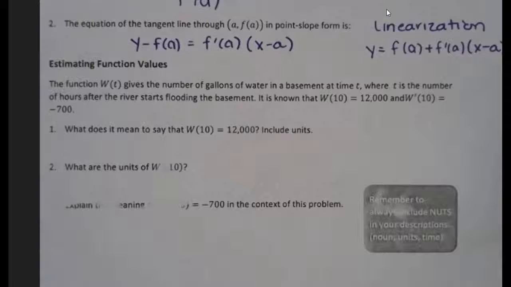We are given that at time 10, there is 12,000 gallons. And the rate at which the water is flooding in at time 10 is negative 700. So the river is flooding this basement. Yeah, they do have a problem. That's a lot of water. So what does it mean to say that W of 10 equals 12,000? And I kind of already hinted at this, right?